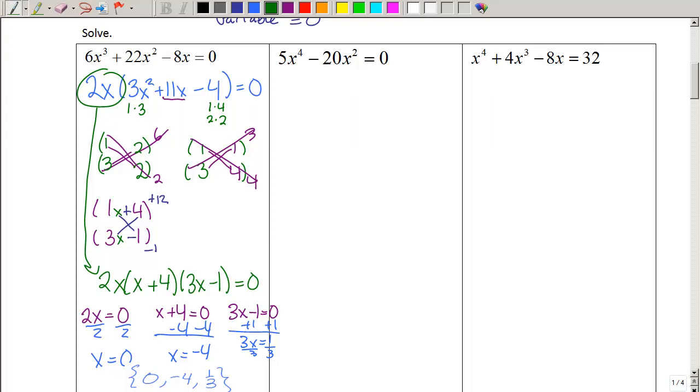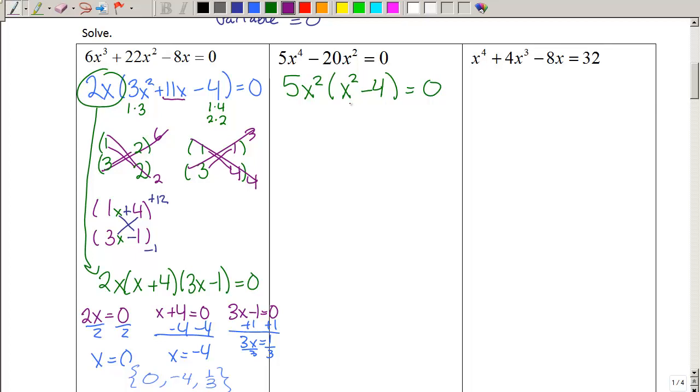I'd like to factor out a GCF if I can. It looks like each of those terms can be divided by 5x squared, leaving me with x squared minus 4 equals 0. I have to be equal to 0 in order to use the zero product property.